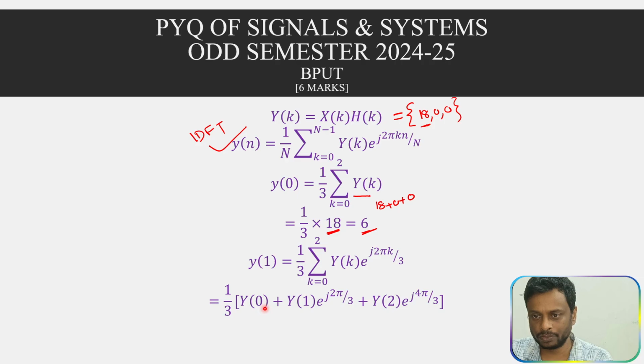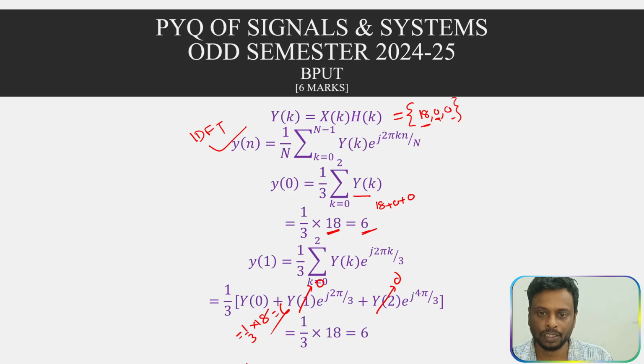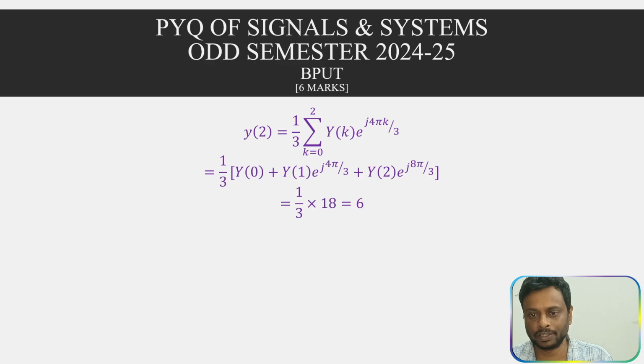So y of 0 we have 18. The y of 1 value is 0 and the y of 2 value is 0. So we will only get 1 by 3 into 18, and that will be 6. So y of 1 also will be 6, and y of 2 also will be 6, because we don't have the other values. So it will be 6, 6 and 6.